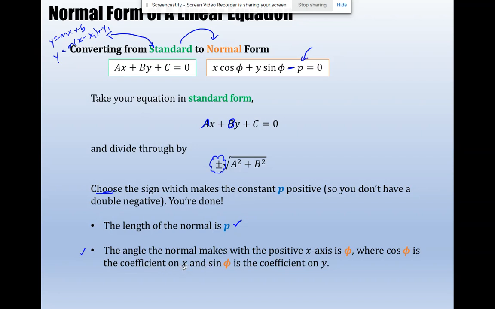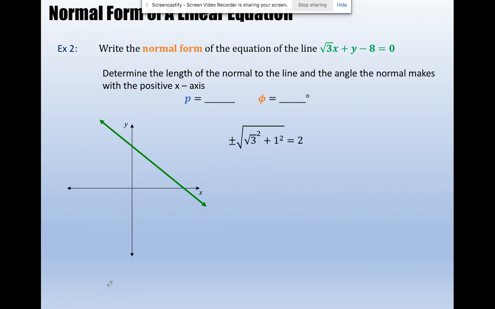Cosine is the coefficient on x and sine is the coefficient on y, right? So you've got A is equal to cosine phi, B is equal to sine phi after you divide through. So let's write the normal form of the equation. So I'm in standard form, where I've got capital A, capital B, and C.